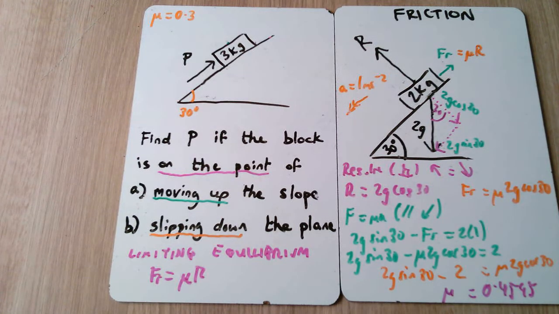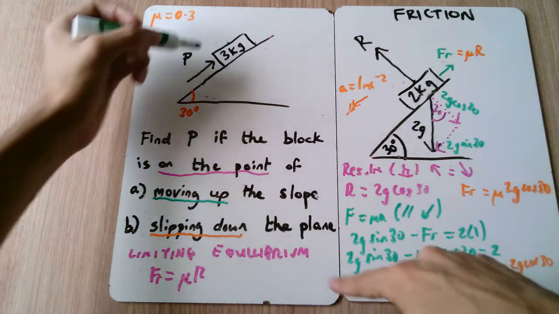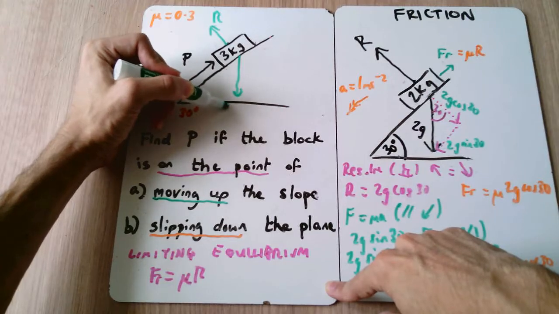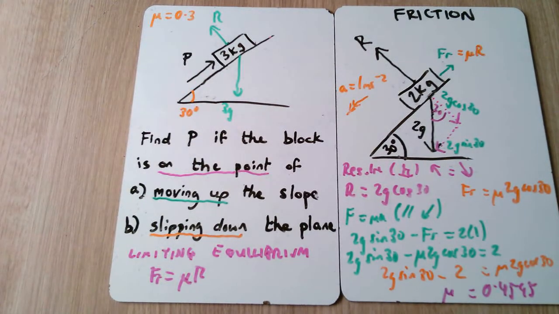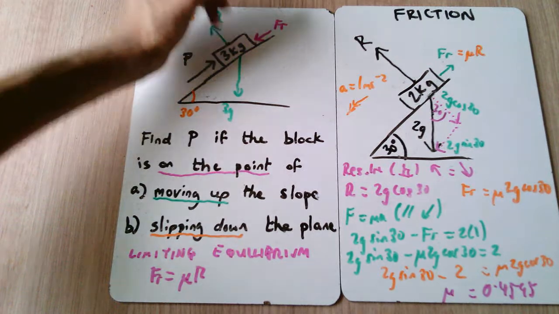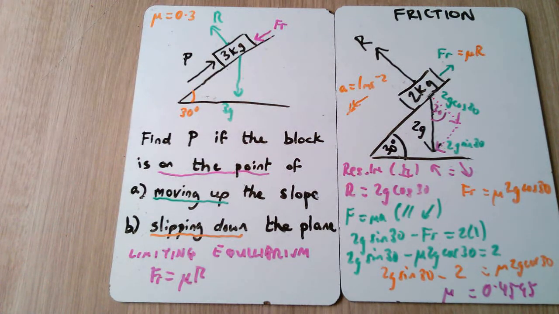So when we look at these two scenarios effectively, if you are on the point of moving up the slope, it means that you are just about to push this block upwards, but friction is what is keeping you back or holding you back. So when we annotate this diagram, we need to get all our forces in first. We know the reaction force acts perpendicularly, and the weight acts downwards in a vertical direction. But the friction in this case has to be acting down the slope for part A, because it's friction that is stopping this from moving up the slope.